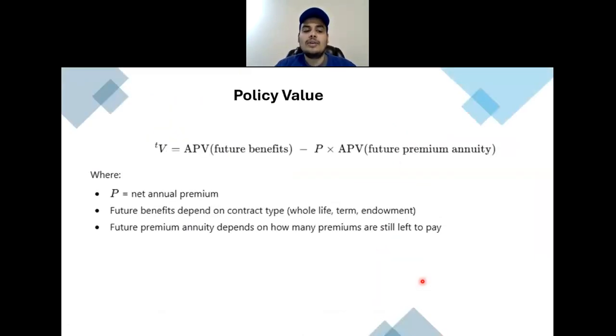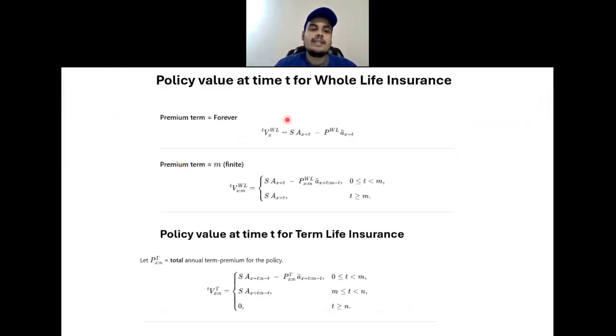Now moving on toward the policy value calculation, the policy value at time t is calculated as the actuarial present value of the benefits minus the actuarial present value of the premium. So in this given equation, we have considered the benefit in a given insurance policy to be 1. Now for a more realistic example, the formulas which we actually utilize in the R engine for the calculation of the policy values are as under.